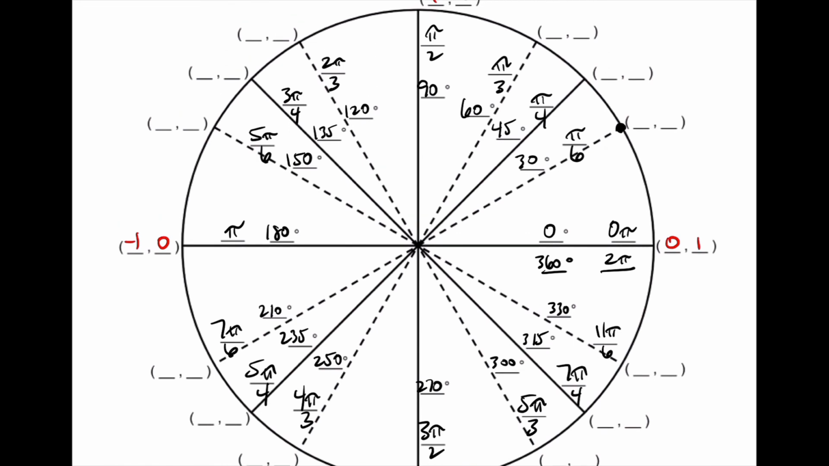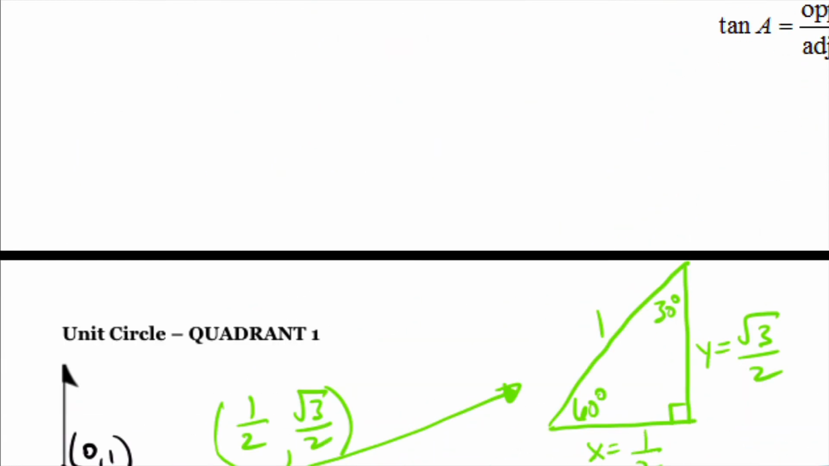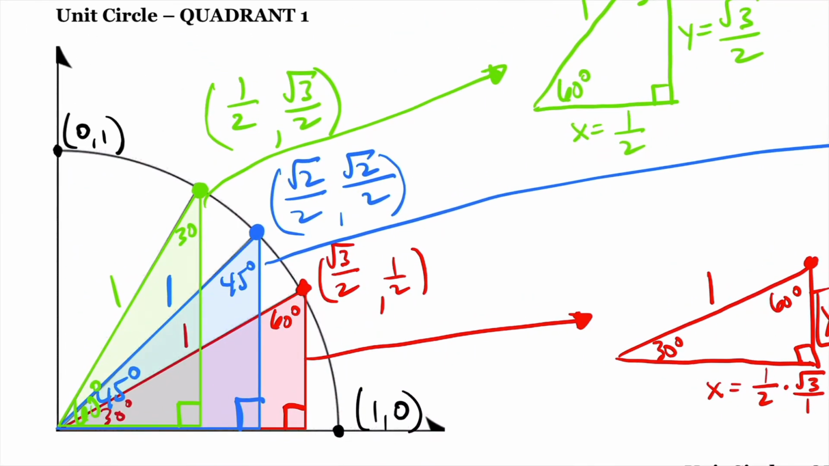Okay, so once you get the degrees and the radians in there, that's just copying from the one sheet to the other. Now you can put in the coordinates. The coordinates for 30, quadrant one, the coordinates are square root of 3 over 2, 1/2. Square root of 3 over 2, up 1/2.